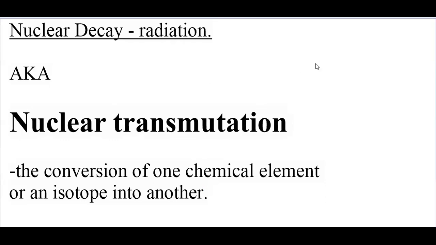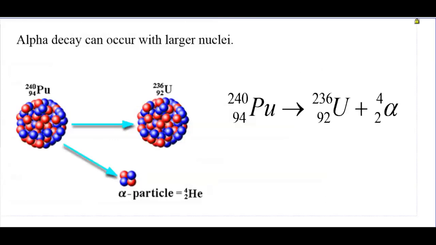So, there we go. This is an example of alpha decay. So again, alpha decay occurs when you have really large nuclei.